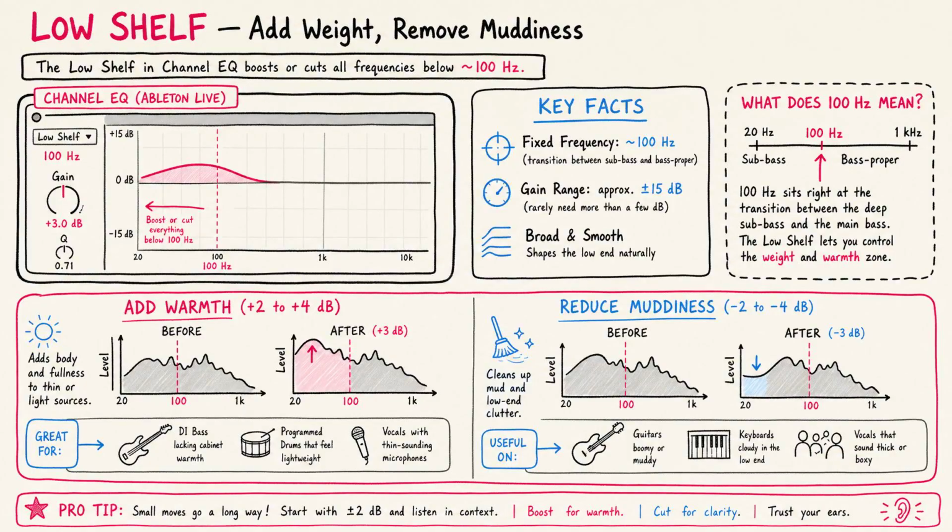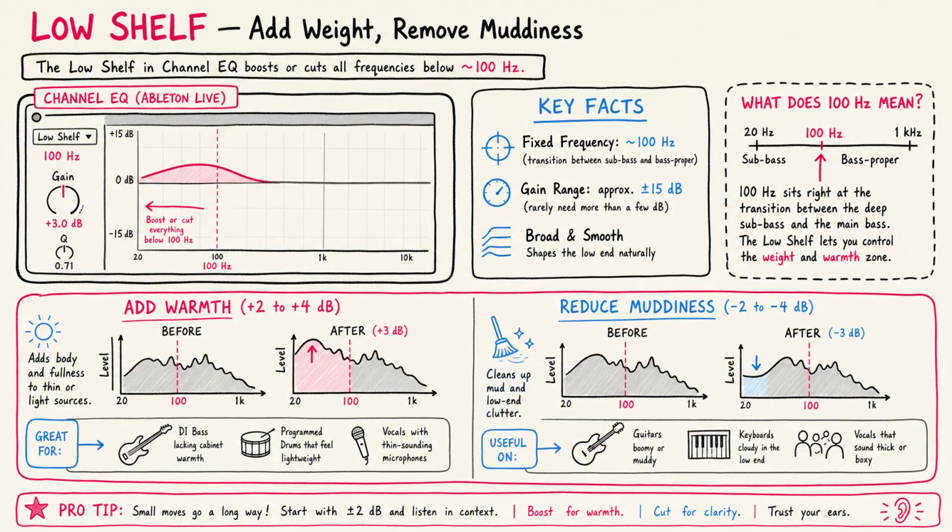Practical applications include adding warmth and reducing muddiness. Adding warmth, plus 2 to plus 4 decibels, brings out body and fullness in thin-sounding sources, useful on DI bass that lacks cabinet warmth, programmed drums that feel lightweight, or vocals recorded with a thin-sounding microphone. Reducing muddiness, minus 2 to minus 4 decibels, cleans up sources that accumulated too much low-frequency energy during recording, common on acoustic instruments recorded in boomy rooms, or any source where proximity effect added unwanted bass buildup.